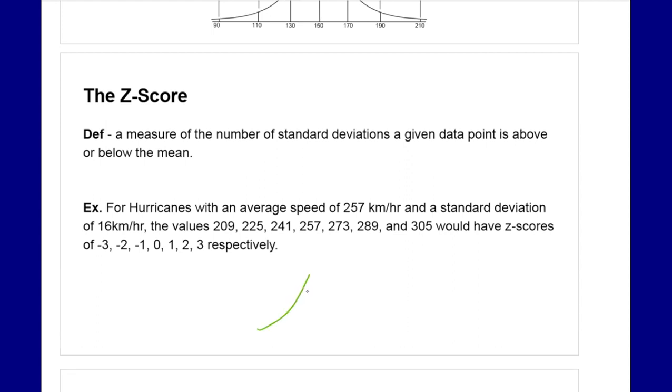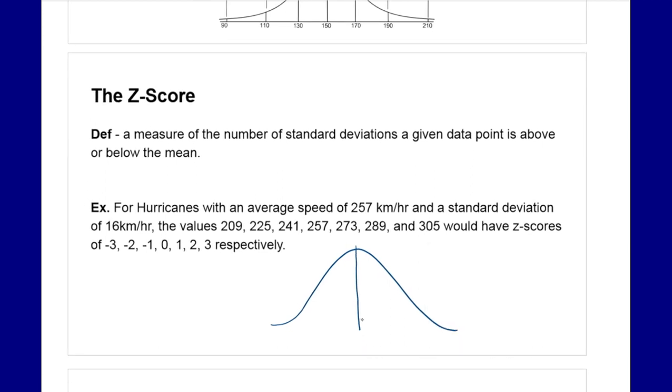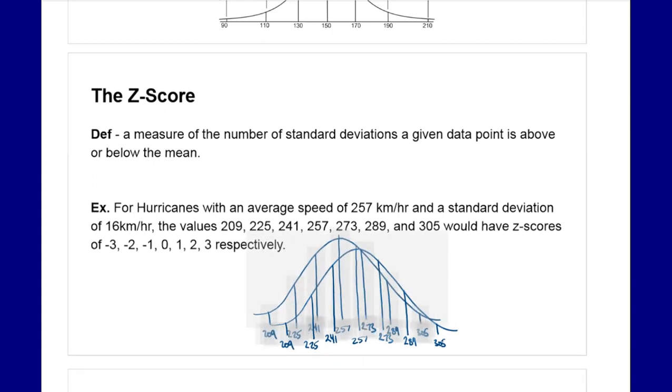Well, if we were to draw our normal distribution, if I could draw a nice one, right down the middle we have our mean or average, which is 257. Then, one standard deviation above, we have 273, and below we have 241. Two standard deviations above, we have 289. Two standard deviations below, we have 225. And then three standard deviations away, we have 305 and 209. So that would be what our normal distribution would look like.